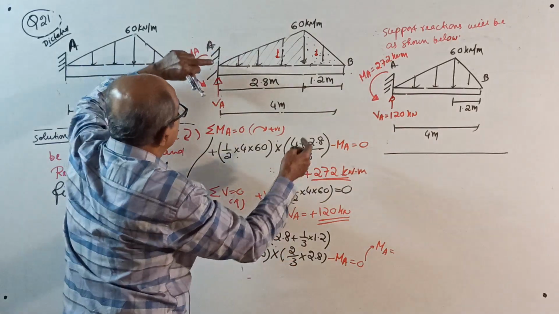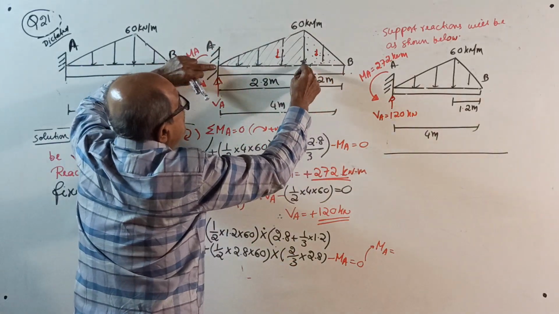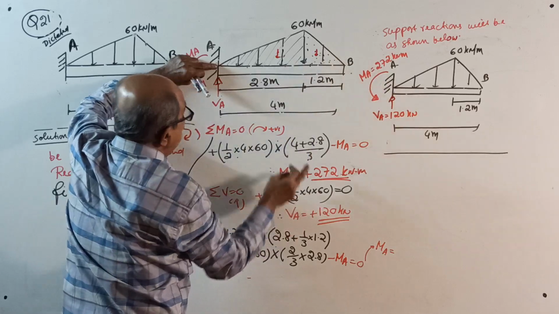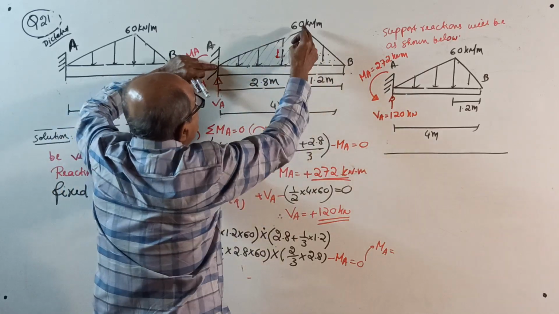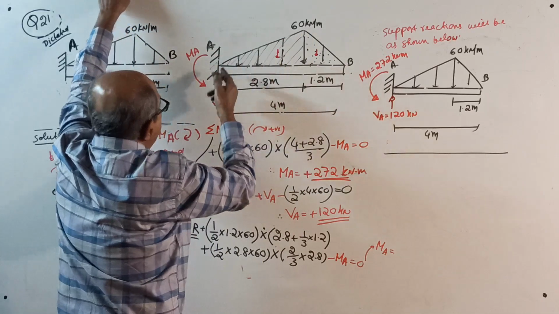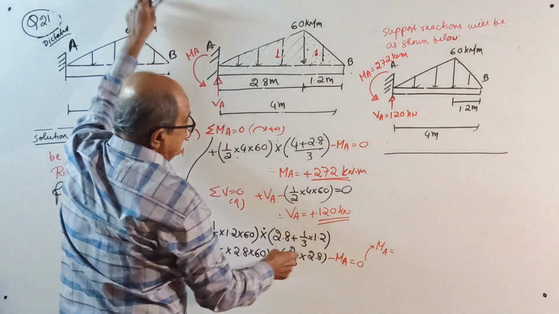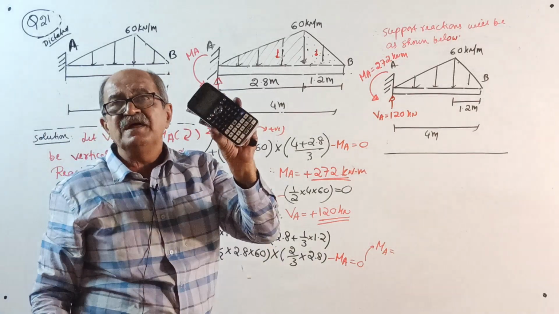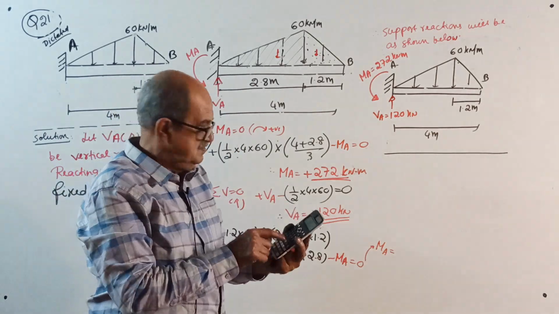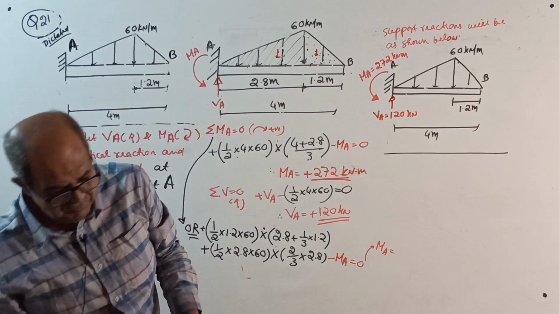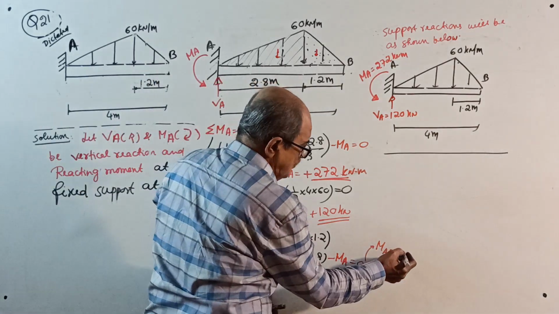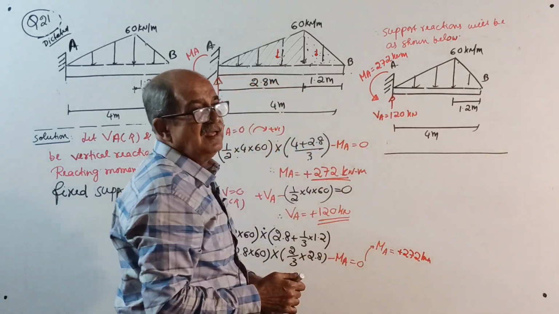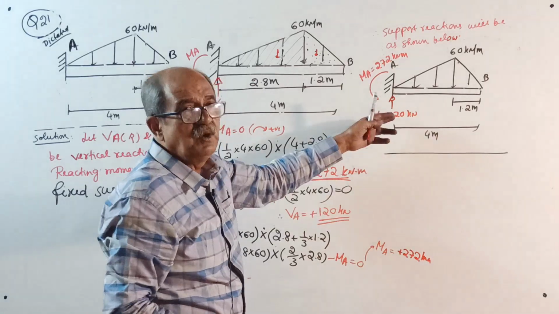Okay, interchange, start once again. Half into 1.2 into 60 into 2.8 plus 1/3 of 1.2. Here, half into 2.8 into 60 into 2/3 of 2.8, minus MA equals 0. MA will come. You calculate. I will calculate with the calculator. 272 kilonewton meter. I got confidence. 272 kilonewton meter.